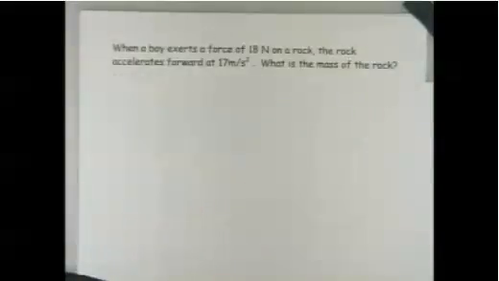In the second problem, we know net force and acceleration and want to solve for the mass of the rock. We rearrange the equation F equals ma to solve for mass. Mass is force divided by acceleration. Our force is 18 newtons. Our acceleration is 17 meters per second squared. And so the mass turns out to be 1.1 kilograms.